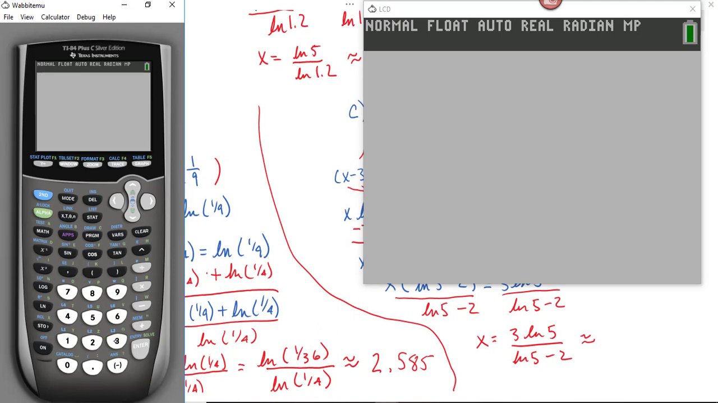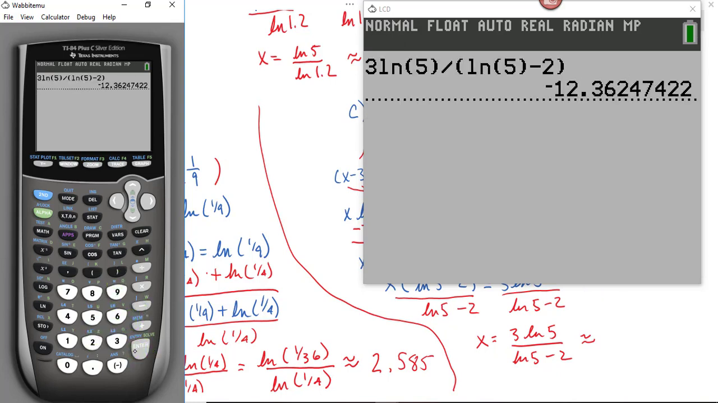And in my calculator I would type 3 natural log 5, close the parentheses, divided by, and now I have a difference in the denominator, so I want to put my denominator in parentheses, and I'm going to type in natural log 5, close the parentheses for the argument on the log, and then hit minus 2, and that will give me my decimal approximation of negative 12.362.